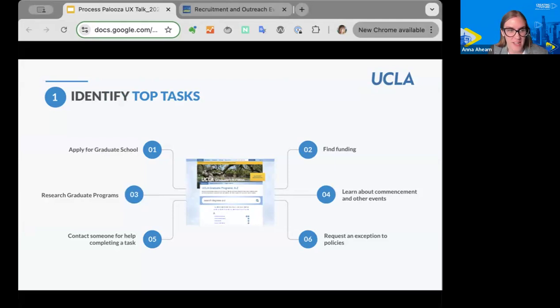2 is find funding. They need funding to attend classes. Others include researching graduate programs, learning about commencement and other events, contacting someone for help completing a task, or requesting an exception to policies. Not only is it helpful to identify these to keep them in mind throughout how you make decisions on your product, but also it's a great task to collaborate with your team and stakeholders to get everyone aligned on what is most important on this thing we're making together.